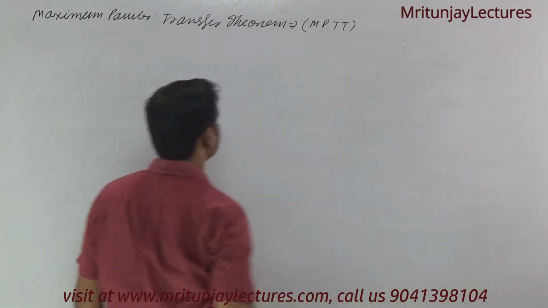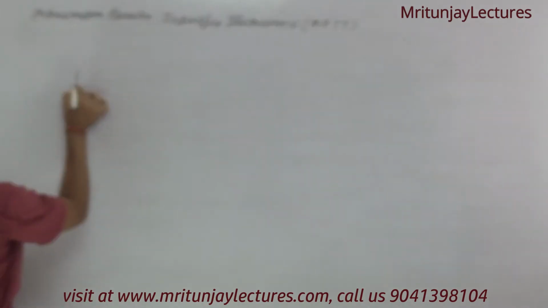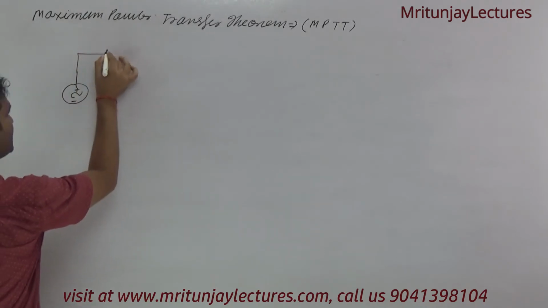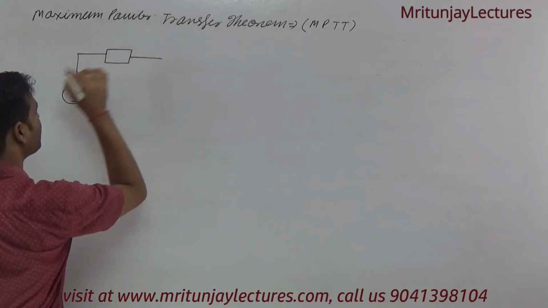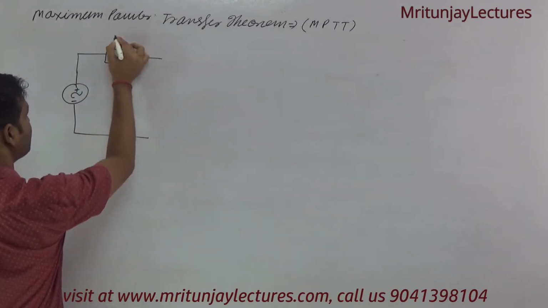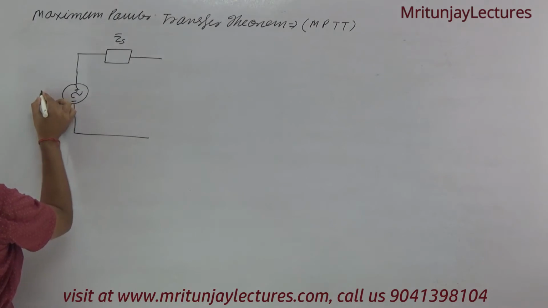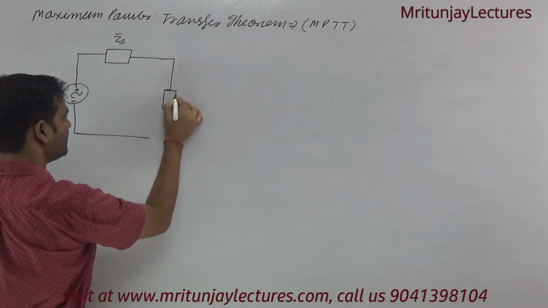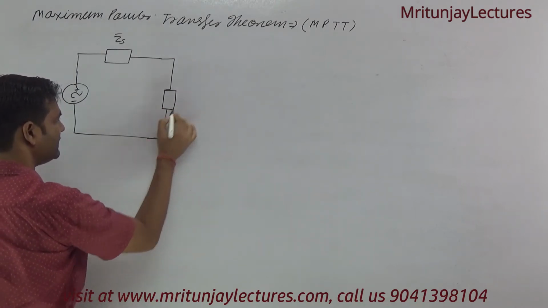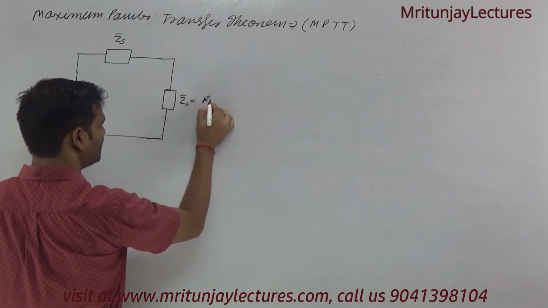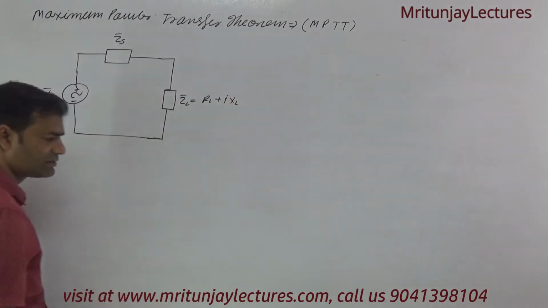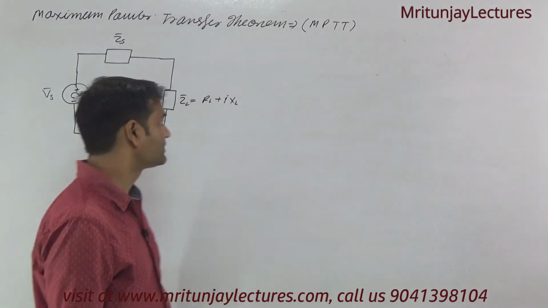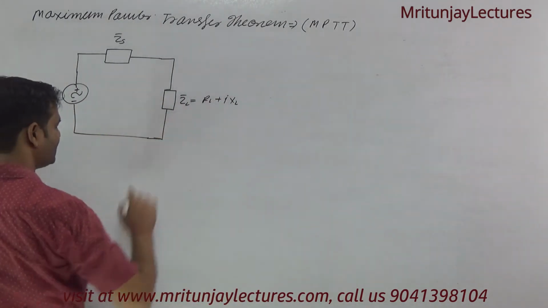Clear? So suppose that there is a voltage source. If this is a voltage source, then you know that a series impedance also exists, because this is a practical voltage source. That's why ZS, and that is VS. Now, if a load is connected, that is ZL. There are a lot of possibilities here: RL and XL both change, or only RL changes, or only XL changes. So we consider the first case, where both RL and XL change.